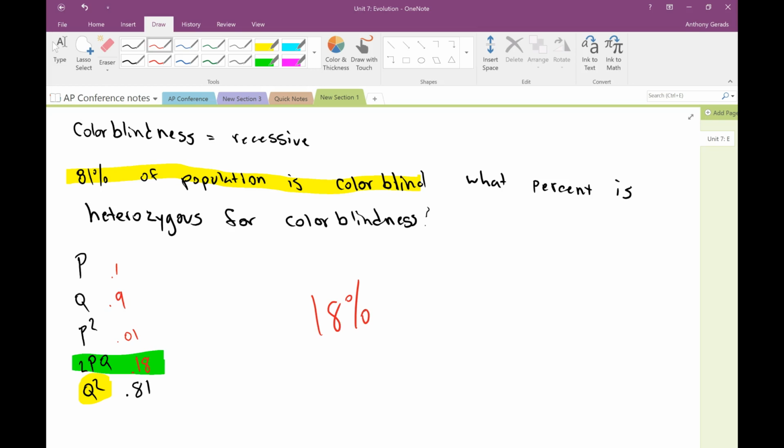Let that sink in for a minute before we do types of selection. Any questions on Hardy Weinberg? All right. How many what? I don't know. I haven't written it yet. Probably 4 or 5.